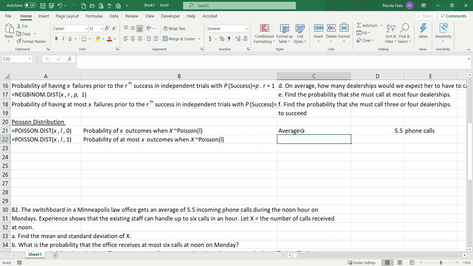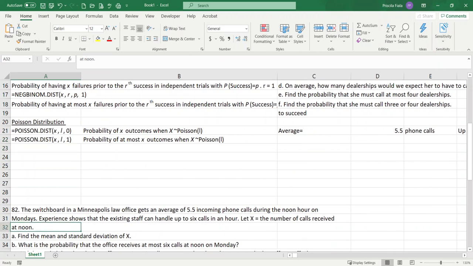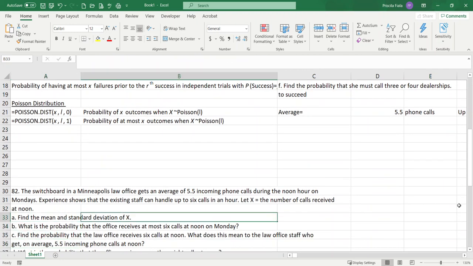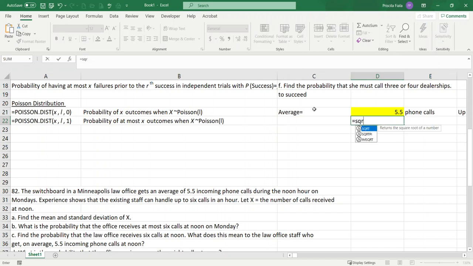Experience shows that the existing staff can handle up to six, so they can handle up to 6 calls at noon on Mondays. Perfect. So let X equal the number of calls received at noon. To find the mean and standard deviation, I'm just going to show you how you do that. Well, you already have the mean, correct? Here you go. That's your mean right here. It's 5.5. To find your standard deviation, you're just going to do the square root of your mean over here.